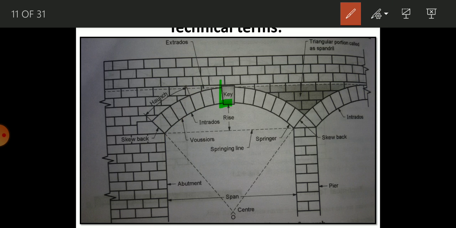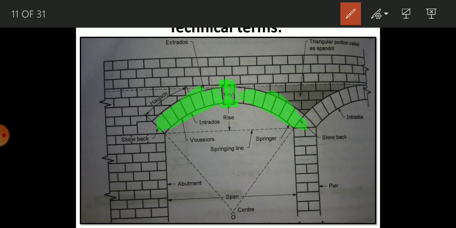This is the wedge shaped block which is fixed at the crown of the arch, called a key. And what is the soffit? It is the inner surface of an arch that is termed the soffit. The inner surface of the arch is termed the soffit.